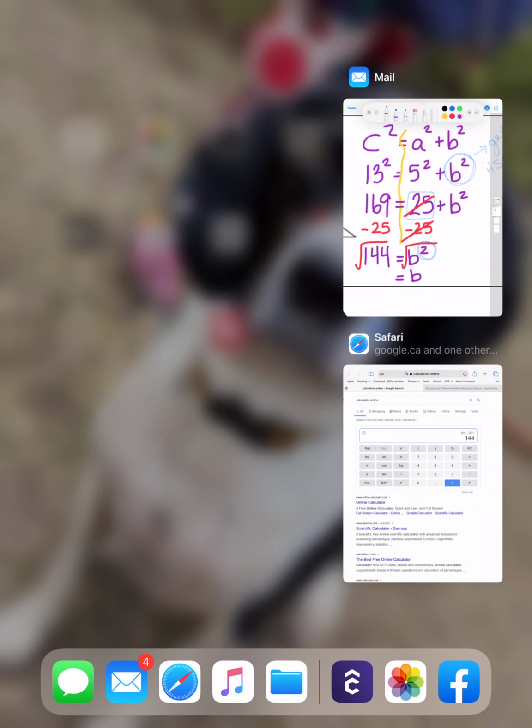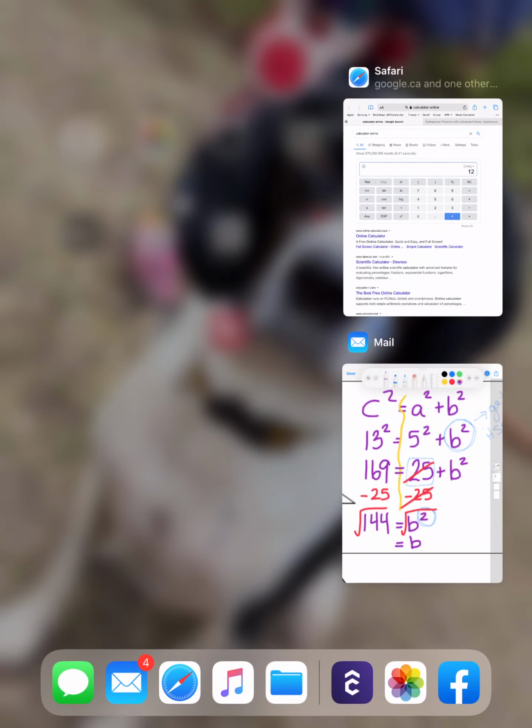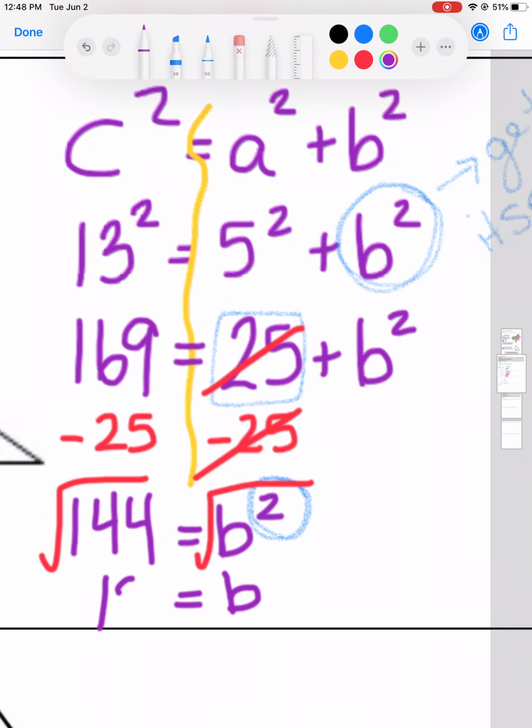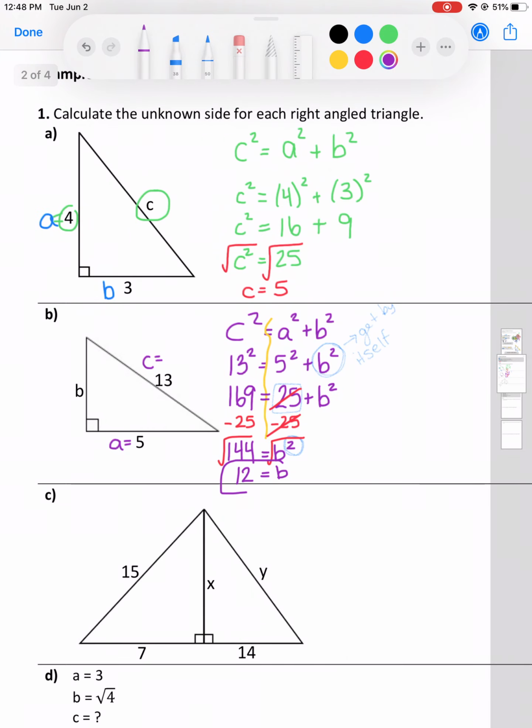What's the square root of 144? The square root of 144 is 12. If you already knew it off the top of your head, good for you. So that means b is 12. Let's square it up. I like when we square it up.